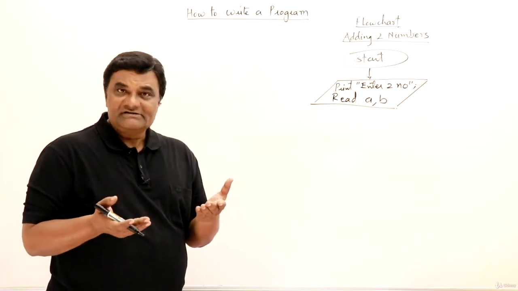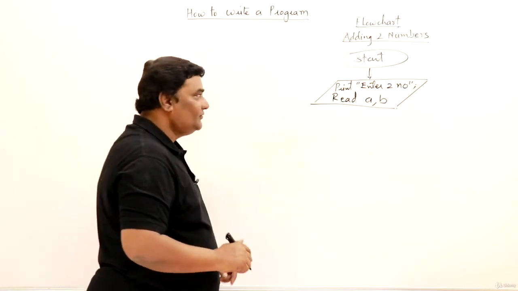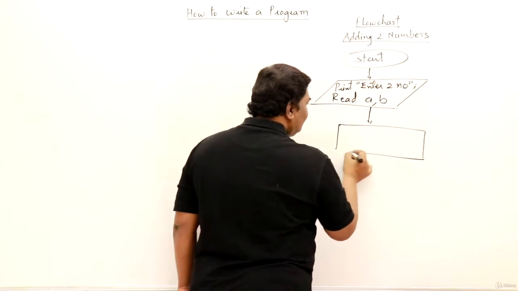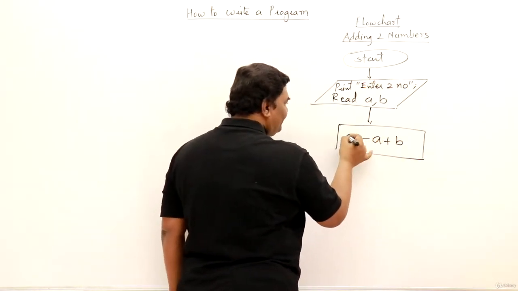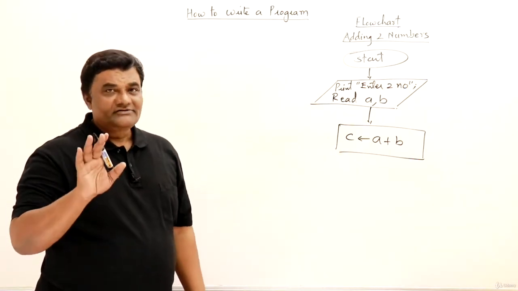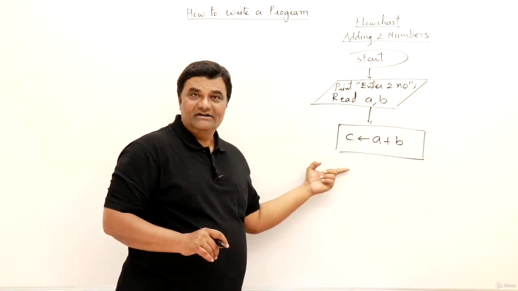Now I have two numbers, I can add them. So I can process. So process, a rectangle is used. So the next step is a process. So a rectangle is used. So I should add A and B, and the result I should store in some other variable. Now it is in C. Result is in C. So it means for any program, for taking input, you have to write this, and for process, you have to write like this.